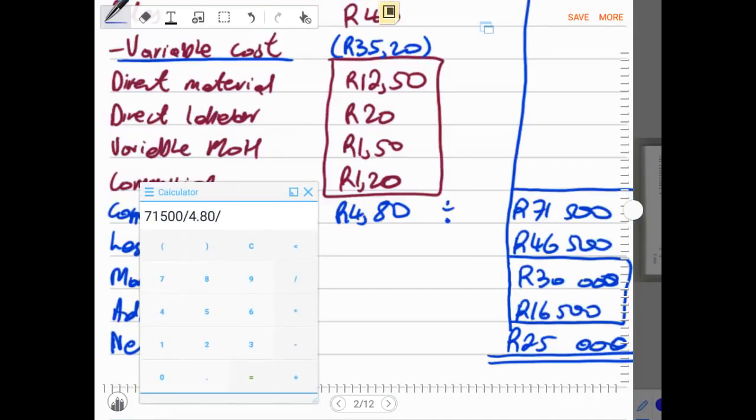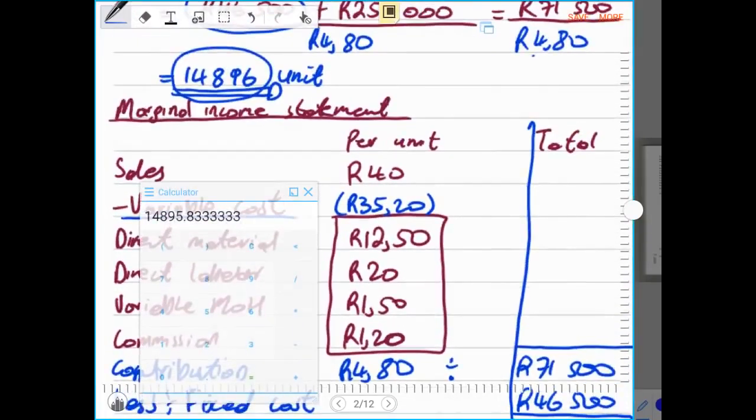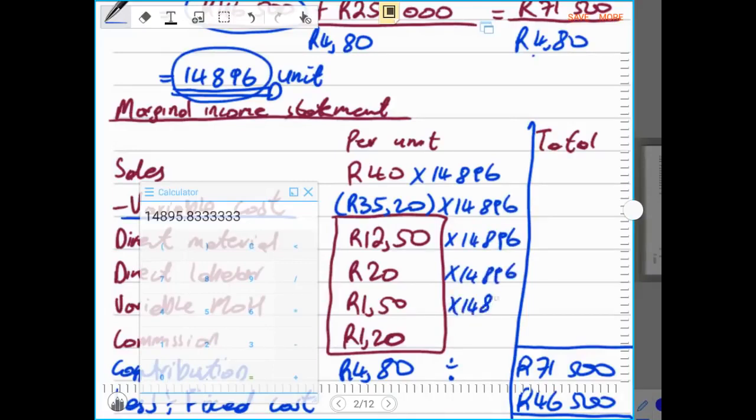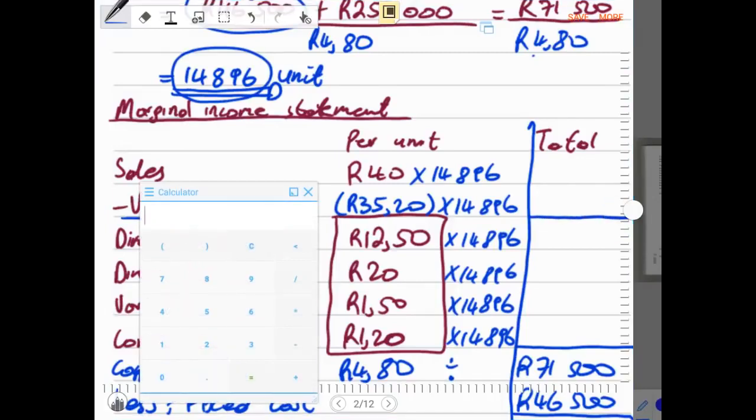Therefore, this will equal this number of units, 14,896. Then we multiply this by 14,896. So now this will give us the total sales and the total of all other costs.